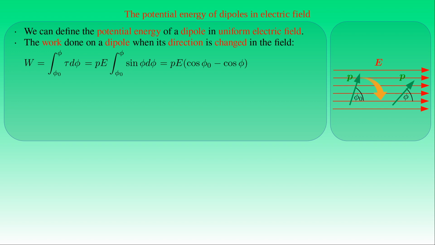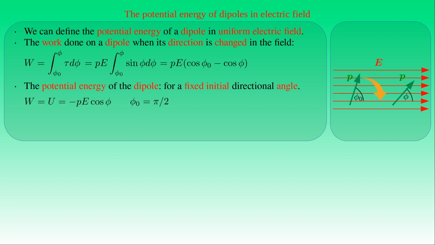We are interested only in the change in the potential energy and we fix the initial orientation angle. If we set phi null to 90 degrees or pi over 2 given in radian, then the cosine of phi null vanishes. As a result, we can define the potential energy as the work done on the dipole by the electric field turning the dipole from the inclination angle of pi over 2 to the angle phi. That is, the work W, called the potential energy U, is equal to minus P times E times cosine phi.